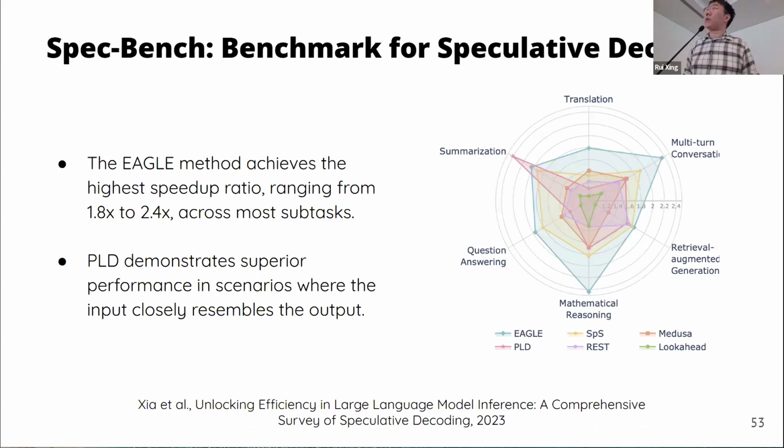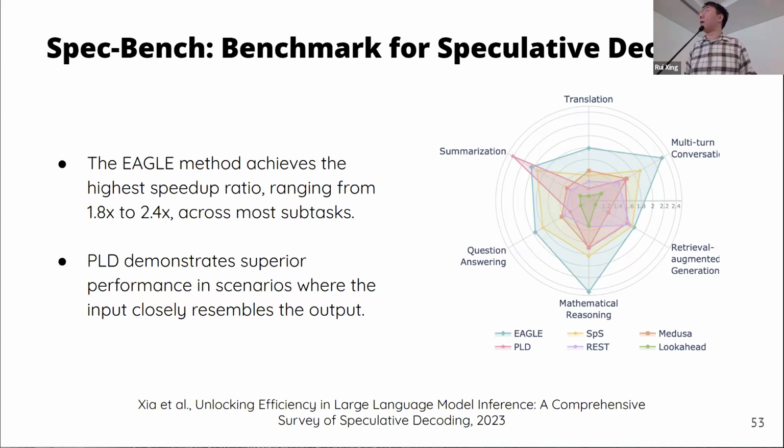Okay, so after the formal concept of speculative decoding and speculative sampling, we currently have the SpecBench, a benchmark for speculative decoding. From the benchmark, you can see different methods have different advantages, but the EAGLE method achieves the highest speedup rate, ranging from 1.8 to 2.4 across most subtasks.